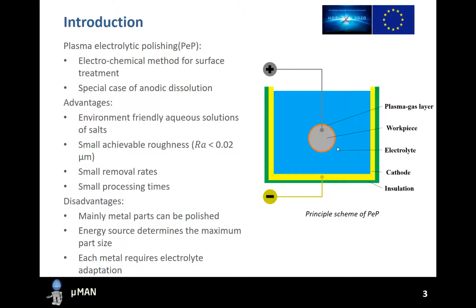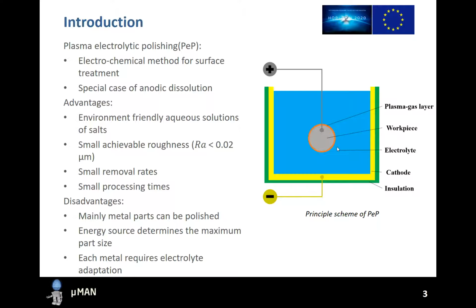Plasma-electrolytic polishing, or short PEP, is an electrochemical method for surface treatment and a special case of anodic dissolution. PEP uses an environment-friendly, low-concentrated aqueous solution of salts and requires high applied voltages, usually higher than 200 volts. It allows to achieve within 5 to 10 minutes small roughness with small removal rates. This makes PEP interesting for machining of microparts.